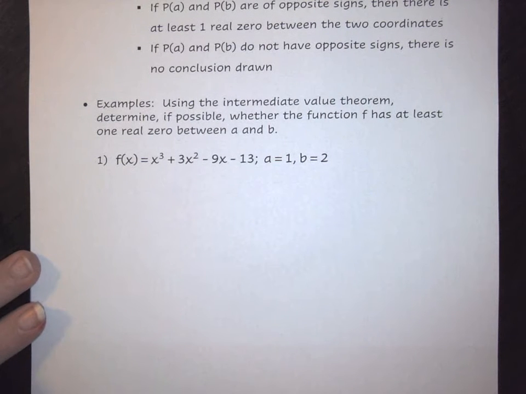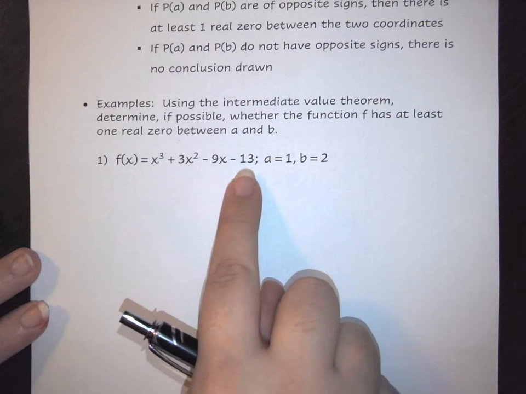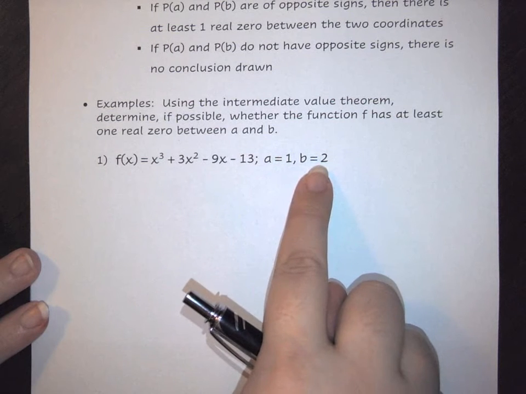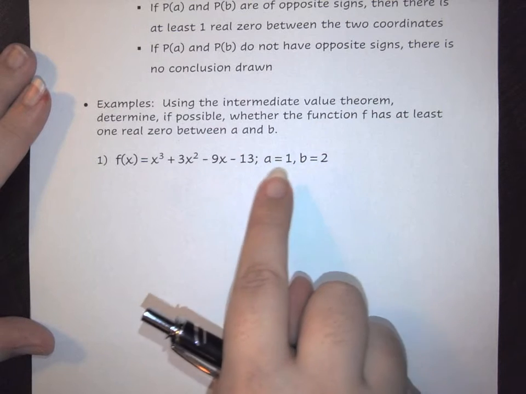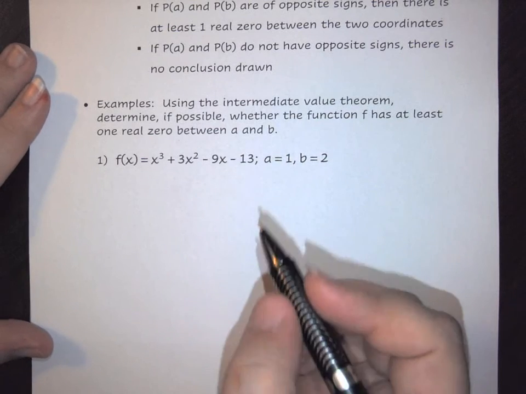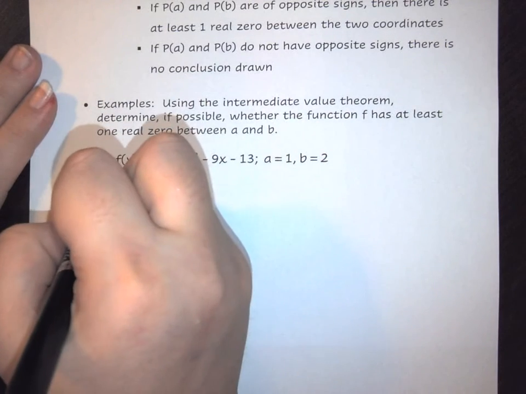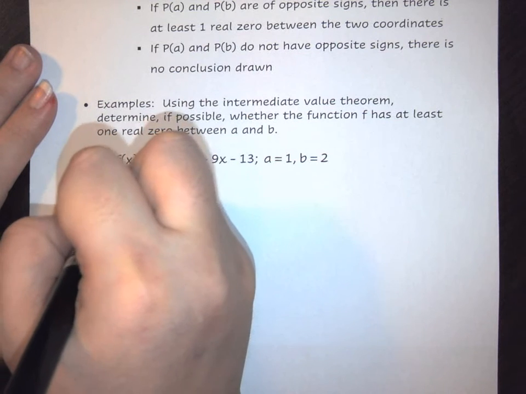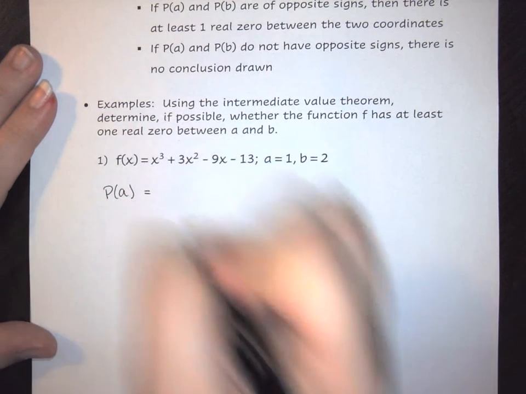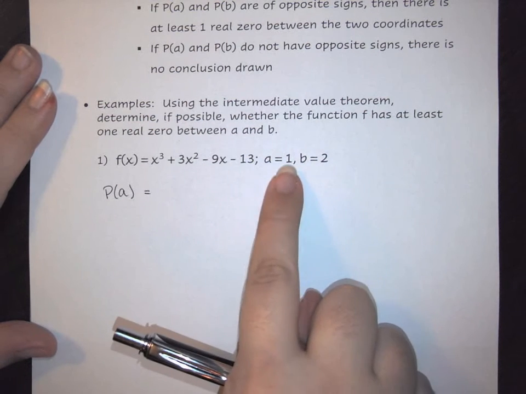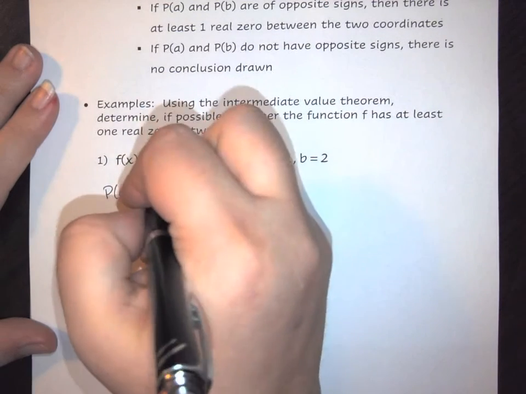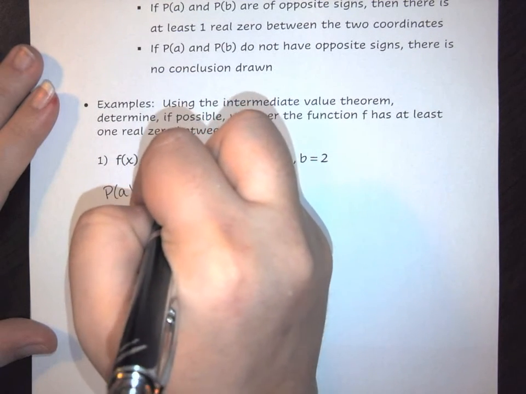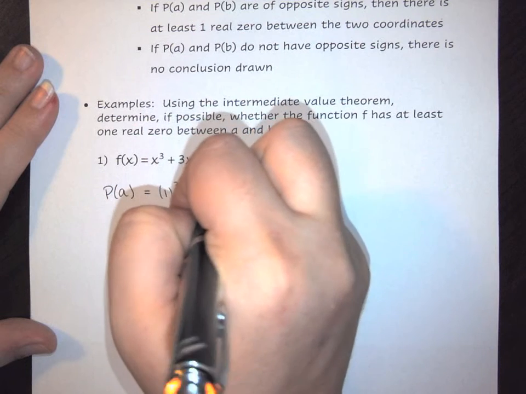So the way it works is we would first look at, say, p of a, and in this case we're told a is 1. So that means anywhere we have an x, we're going to plug in a 1. So this is 1 cubed plus 3 times 1 squared minus 9 times 1 minus 13. You're going to go ahead and reduce that, and in this case you should come out with negative 18.